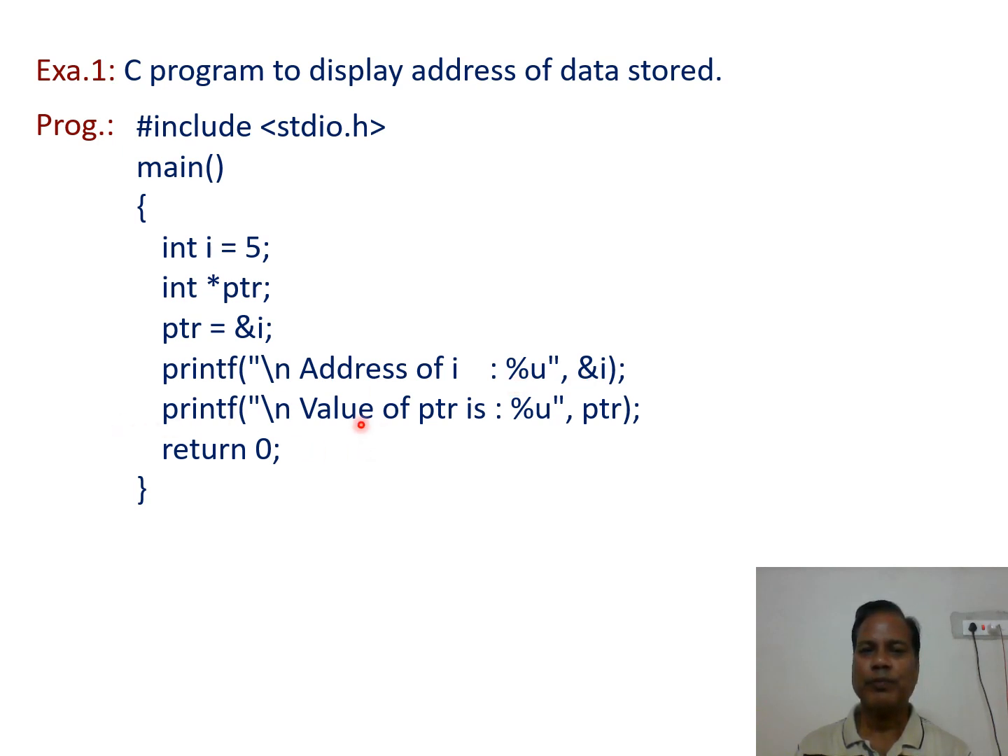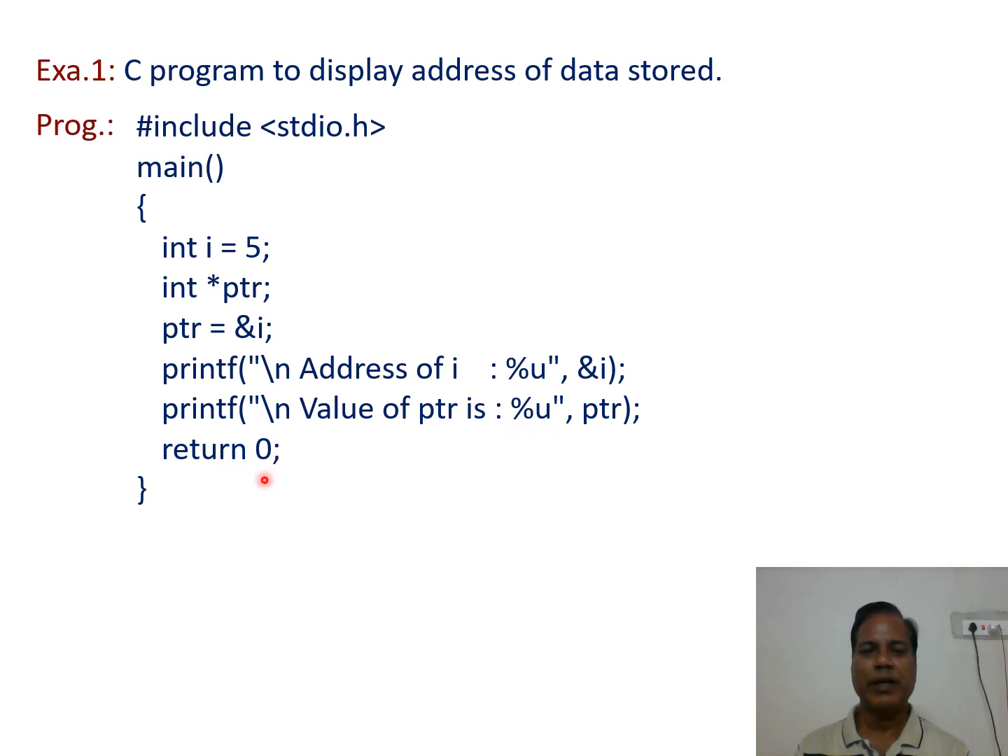We can also print the same value using the pointer variable, because the pointer variable is assigned the address of i. Instead of &i, here we write ptr, the pointer variable. So what is the data contained by this pointer variable? That is printed here. So here we are using the control string %u. %u is used for printing the address.